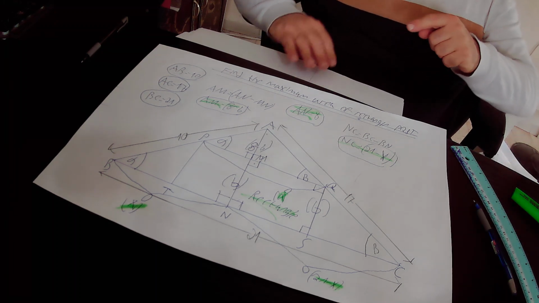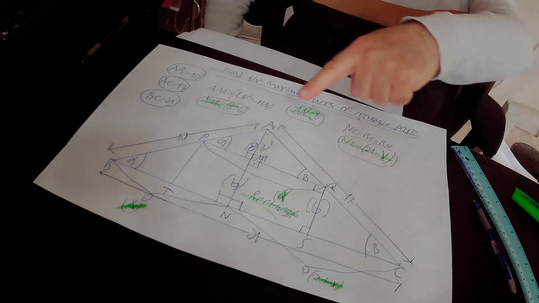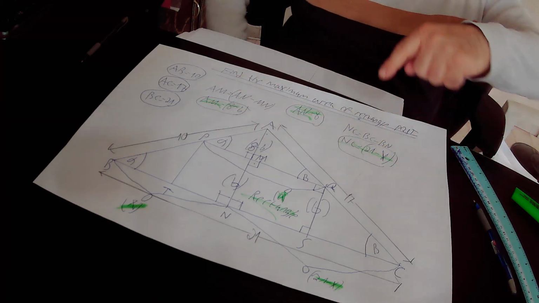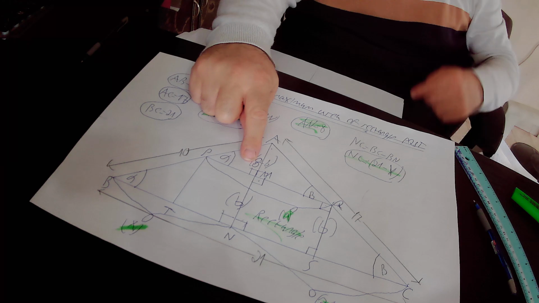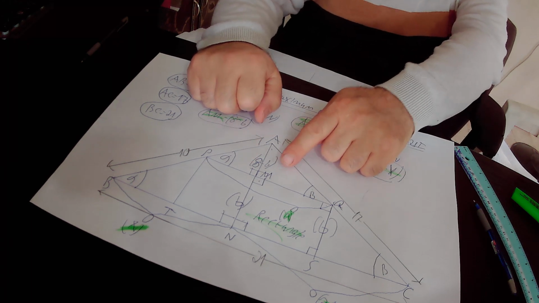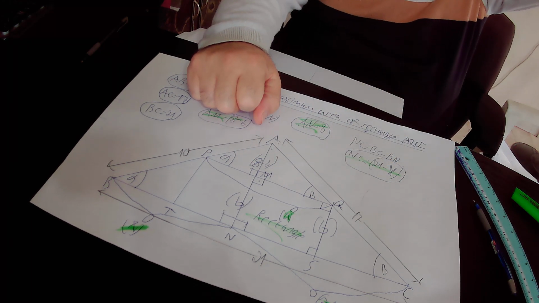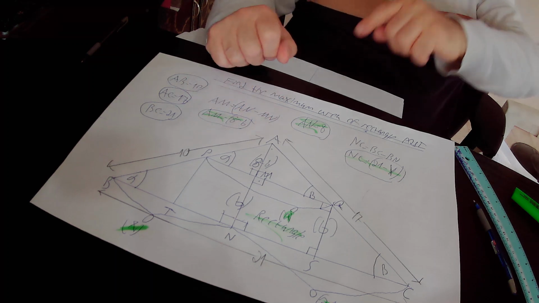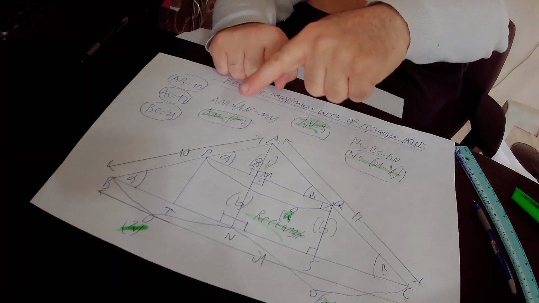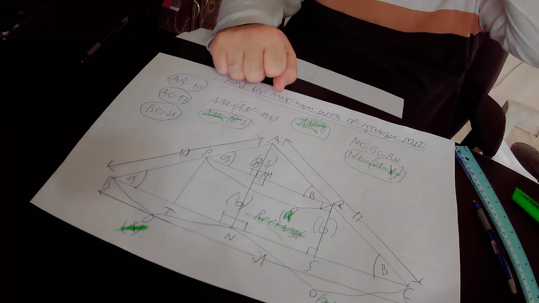So in the first step, we did the construction. That is to say, from point A, we drew a perpendicular on PQ. So this angle equals 90 degrees, and this angle also equals 90 degrees according to our construction. We define the touching point of the perpendicular from point A in PQ. This point is point M.